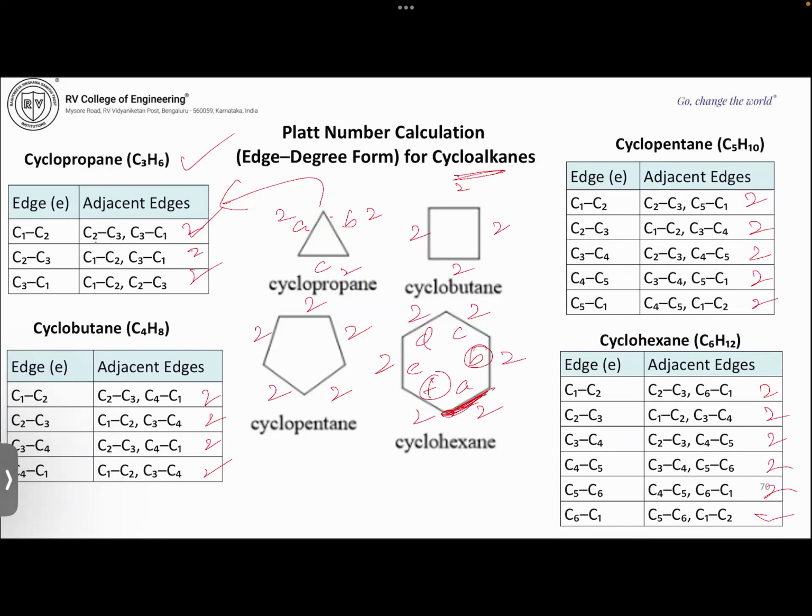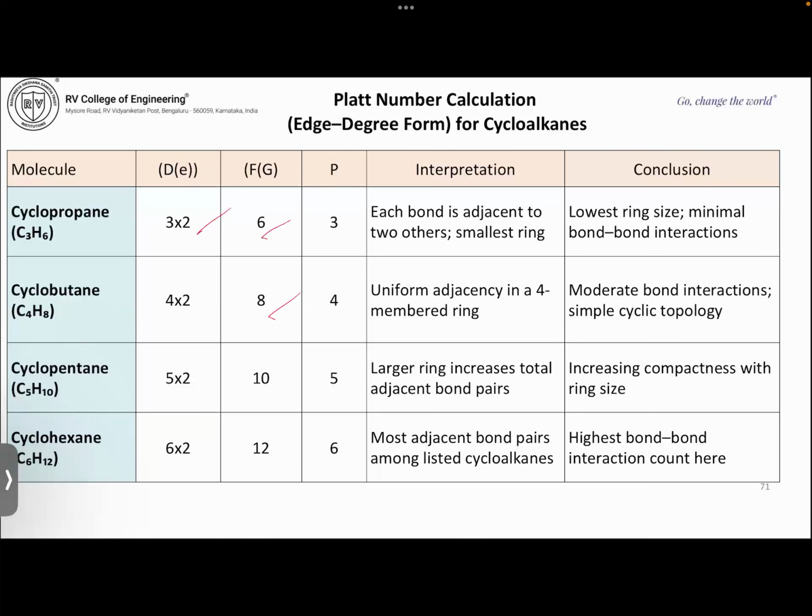If you add all of them, we get the plot number f of G. So cyclopropane has 3 edges, 3 into 2, and each degree is 2. So 3 2s are 6, f of G. The P is half of that, 6 by 2, so it will be 3. So the interpretation is each bond is adjacent to 2 others. This is the smallest ring. The plot number is smallest for the smallest ring size, with minimal bond interactions.